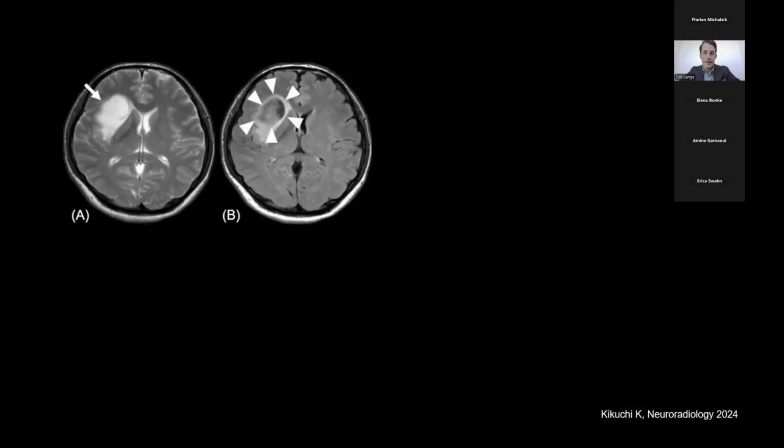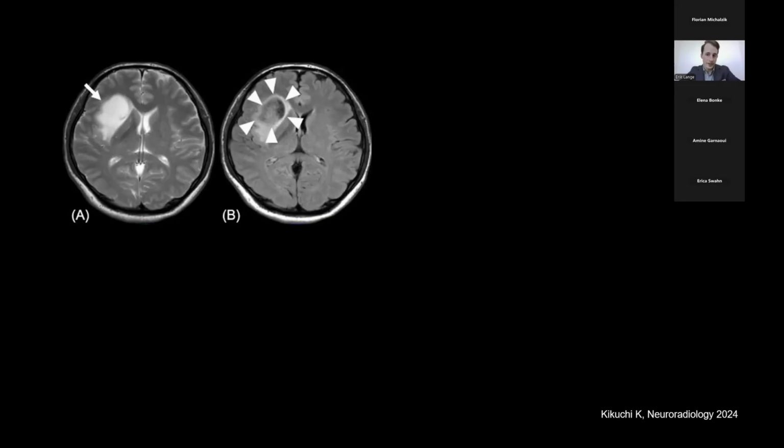This is from a study published by Dr. Kikuchi in Neuroradiology in 2024. In this example, we can see the T2 FLAIR mismatch sign. If you're familiar with this imaging biomarker, then you know that this has a very high specificity for astrocytoma, meaning that if you see this imaging sign, you can be certain that it is an astrocytoma.